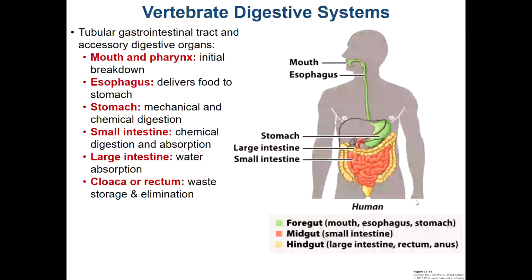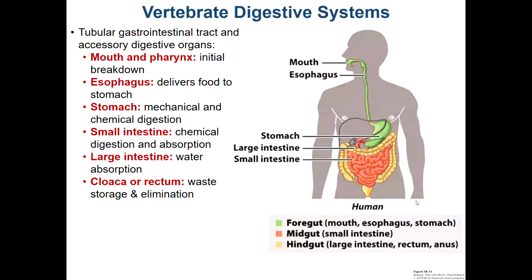If we look specifically at the vertebrate digestive system, there's some more complex parts to our system. So our digestive system is a tubular gastrointestinal tract with accessory digestive organs. The list here are our main organs that are needed for digestion to occur. The first is the mouth and the pharynx, and that's our initial food breakdown. So the reason that we chew our food is to begin that process of breaking it down before it is even swallowed and enters the rest of our digestive system.